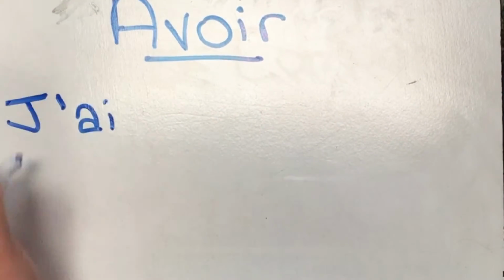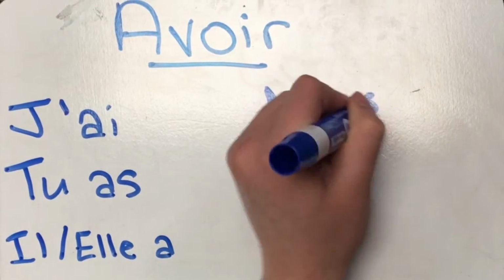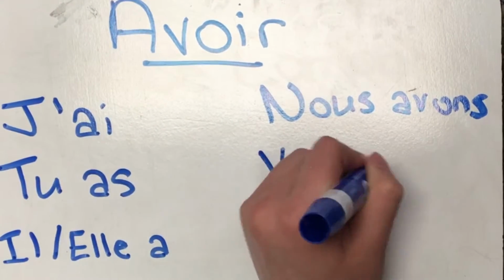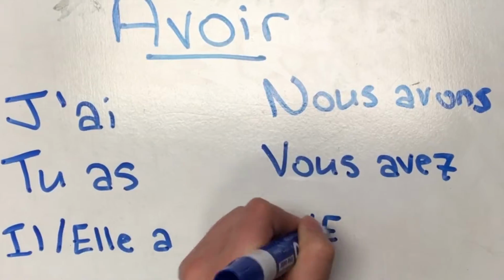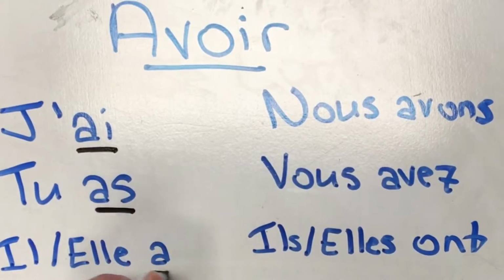The conjugations are j'ai, tu as, il or elle a, nous avons, vous avez, ils or elles ont. The past participle is the verb that follows the helping verb and is the action in the sentence. There are three ways to form the past participle for regular verbs.